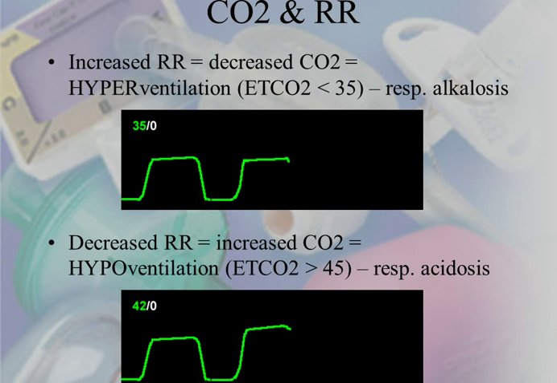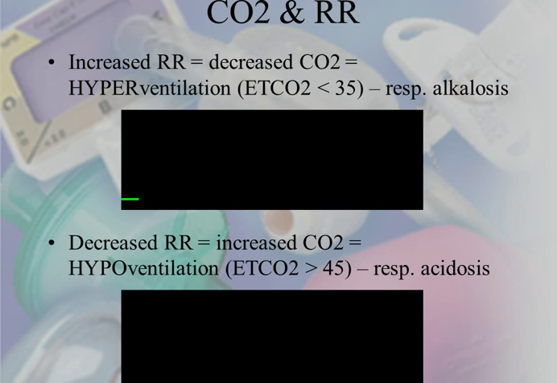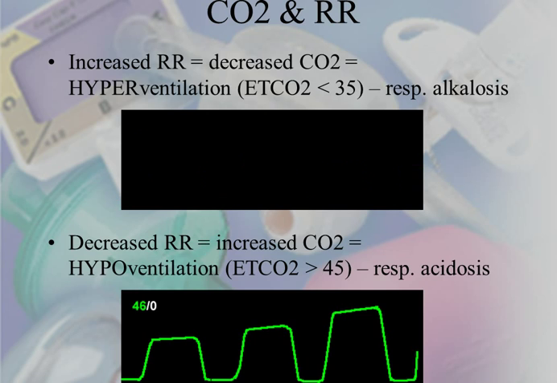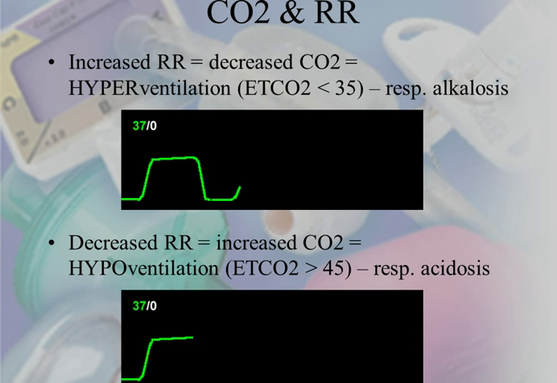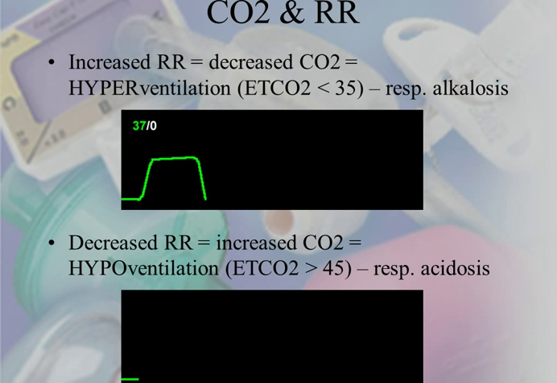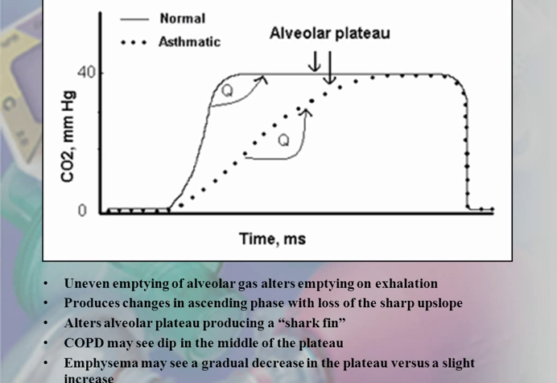Okay, so here's the differences in the two. There's increased respiratory rate on the top, decreased respiratory rate on the bottom. So with increased respiratory rate, you can see that it kind of starts getting smaller, versus that decreased respiratory rate with an increased carbon dioxide level. So the hypoventilation leads to respiratory acidosis. Hyperventilation leads to respiratory alkalosis.